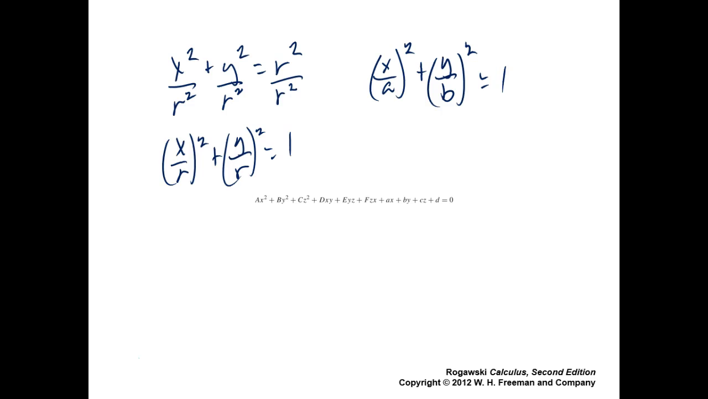Does anyone know what a hyperbola's basic formula would be? It would be this: x over a squared minus y over b squared equals 1. Only difference is a minus sign there. That makes a hyperbola.